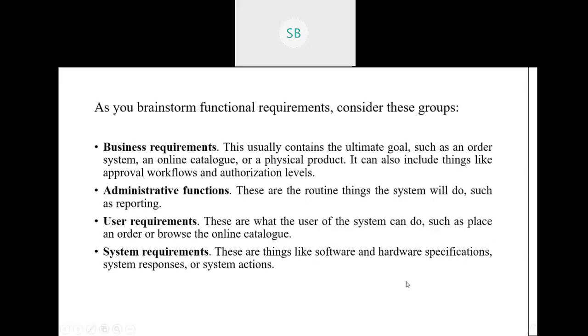Now, this brainstorming session considers, basically for the functional requirements, these groups: business requirements, administrative functions, user requirements, and system requirements. I'll start with system requirements.